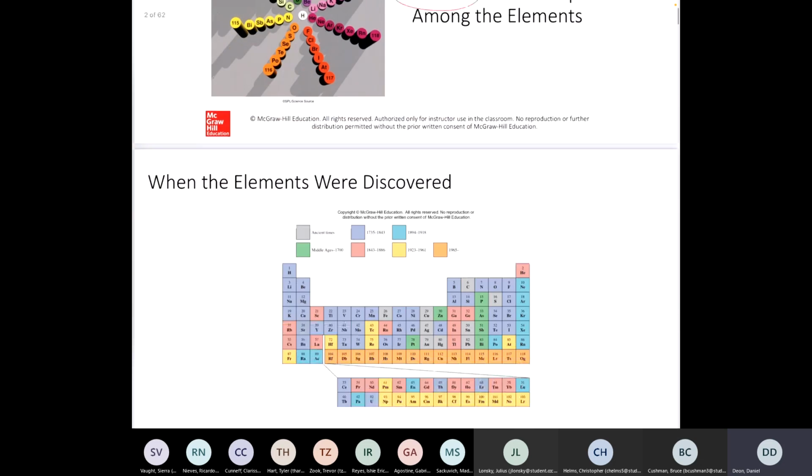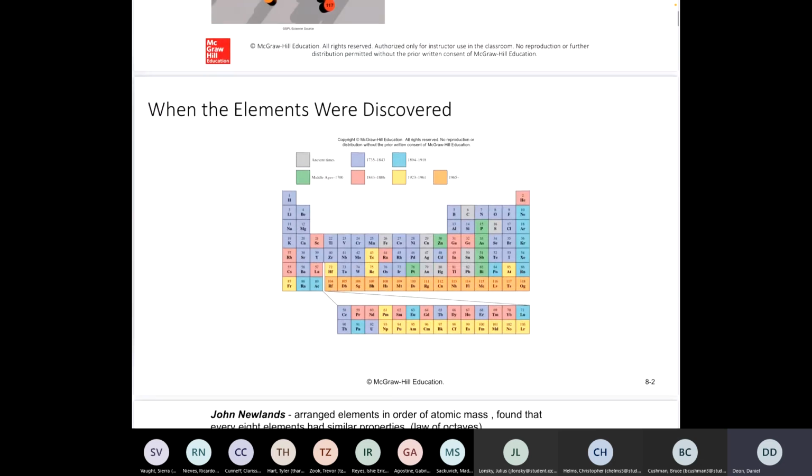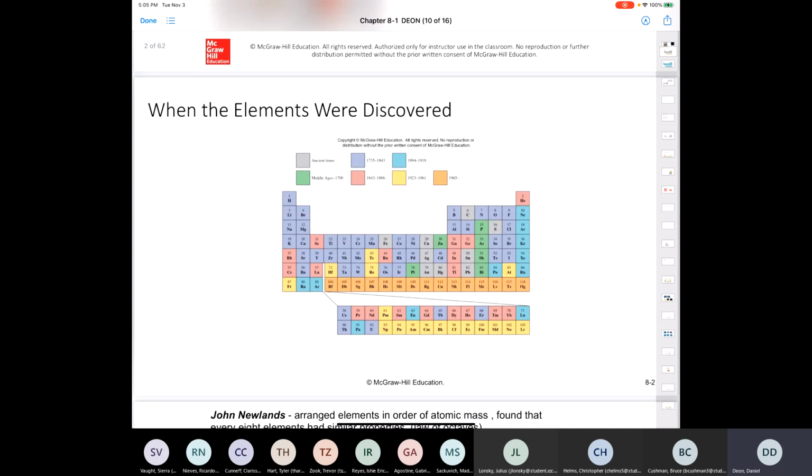But first, let's take a look and discuss when the elements were discovered, because as you can imagine, it took a long time to discover all of the elements on the periodic table. If you look at ancient elements, these are highlighted in gray. These are elements like iron, copper, silver, gold, carbon, sulfur, tin, and lead. These have been known for a long time. But you can see that many of the elements highlighted in purple here were discovered between the mid 1700s and mid 1800s.